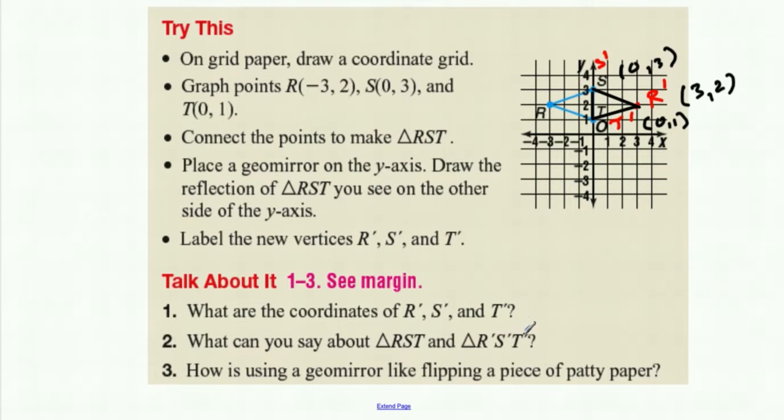Okay. So what can you say about triangle RST and triangle R prime S prime T prime? Triangle R prime S prime T prime is a reflection of triangle RST. Okay, how is using a geomirror like flipping the piece of patty paper? Basically, you can use patty paper, trace this up, then cut out that patty paper, and if you notice, what happens is that you are flipping the figure over the y-axis. So when you flip the piece of patty paper, you are getting the reflection of that image.